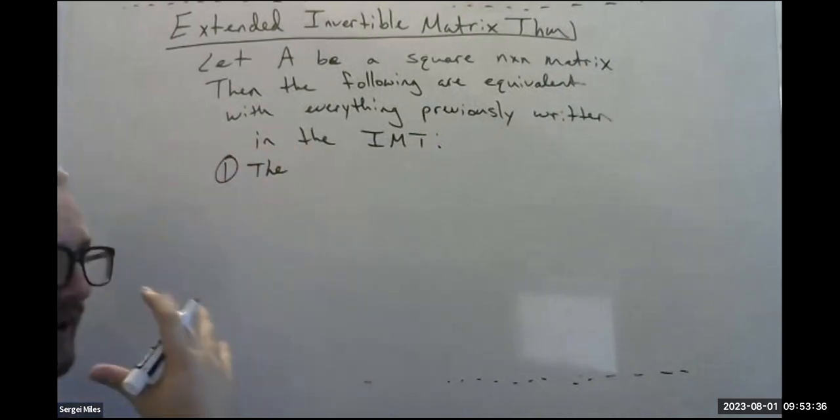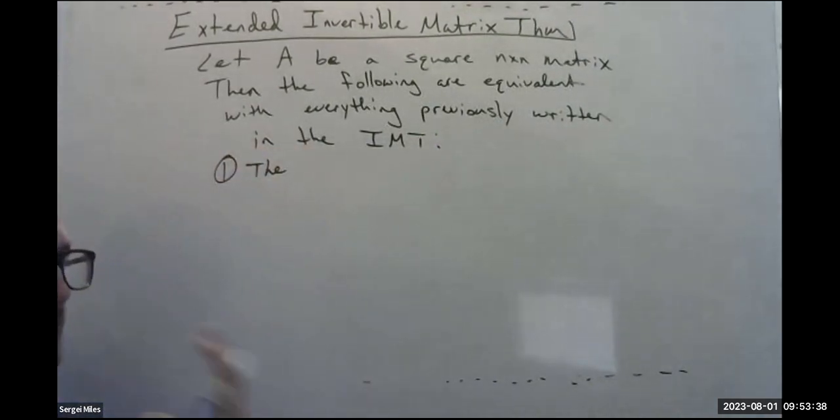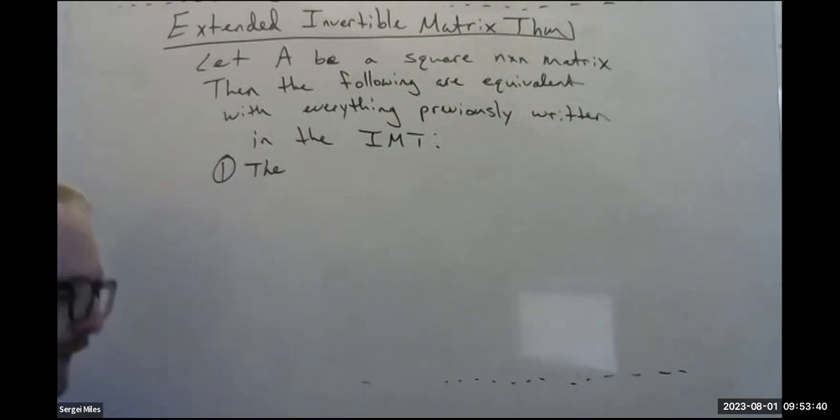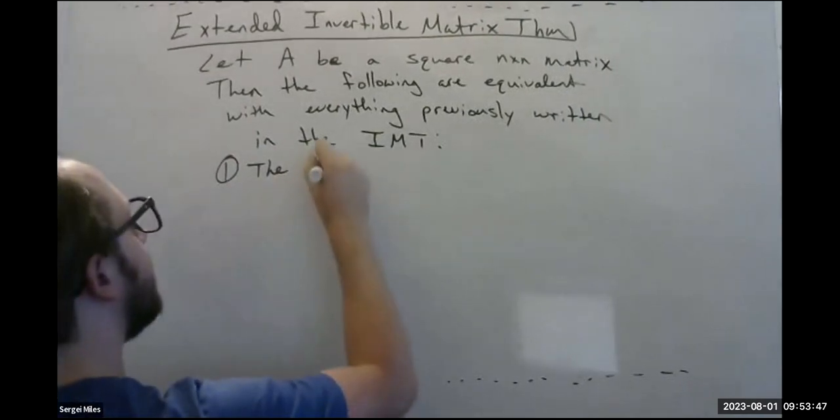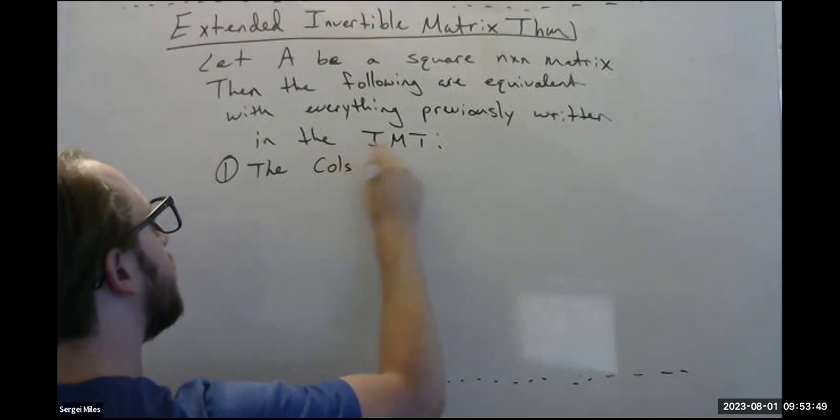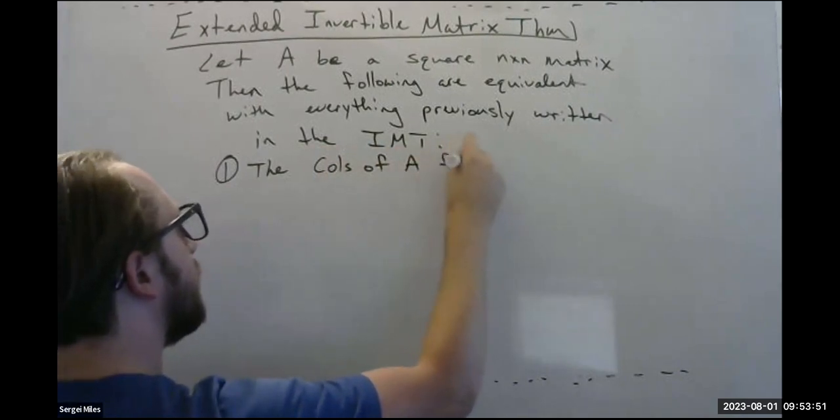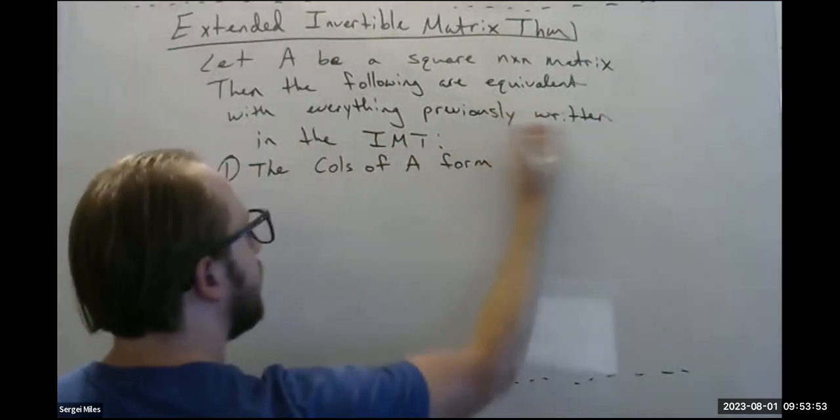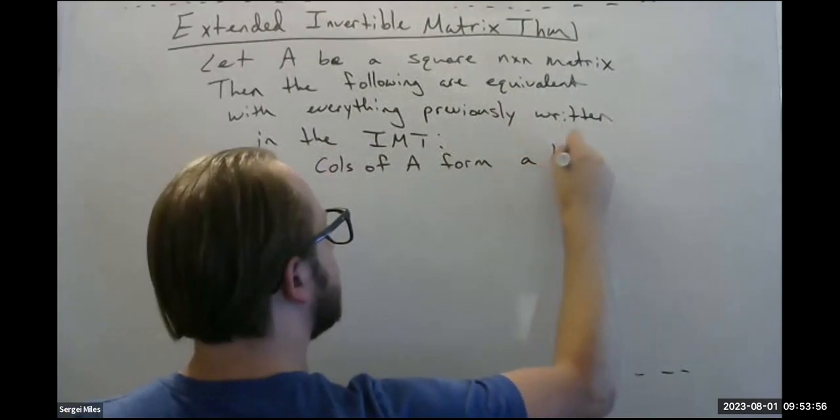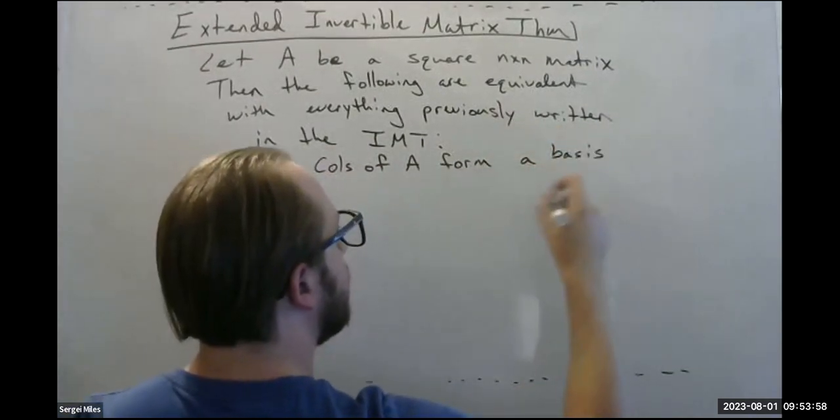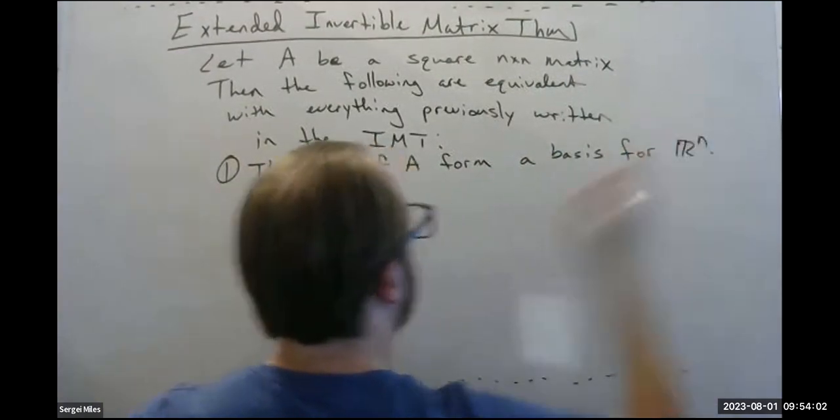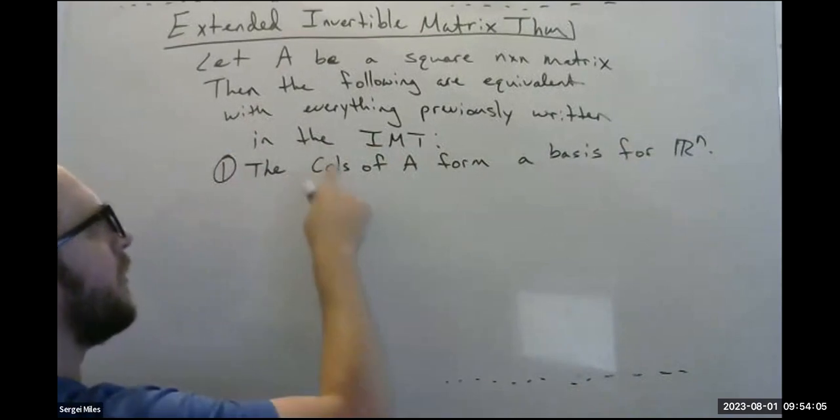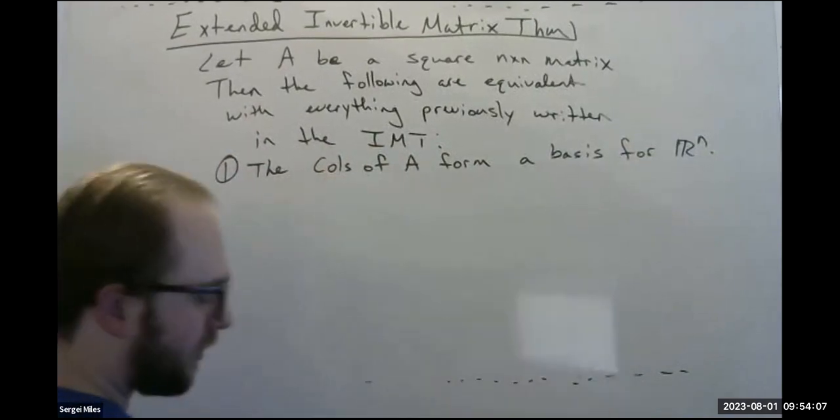Well, if we think about that as a basis, that is a basis of n vectors. They're linearly independent. And because there are n of them, that means they are also a basis for Rn. So the columns of A form a basis for Rn. Again, why? There are n columns, so we have enough columns.